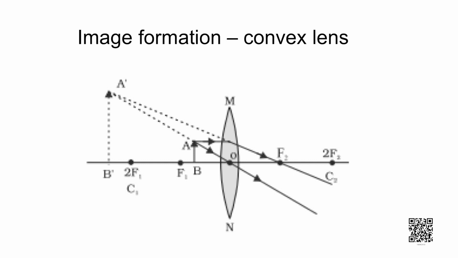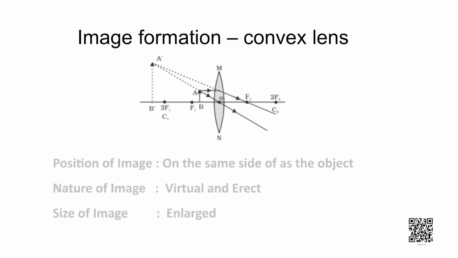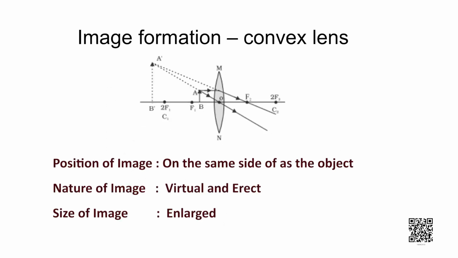However, a point of apparent intersection can be found by extending the two refracted rays backwards. An image A', B' is thus formed at the same side of the lens as the object. Since the image is formed due to apparent intersection of light rays, it will be a virtual and erect image. The image is enlarged with respect to the object.